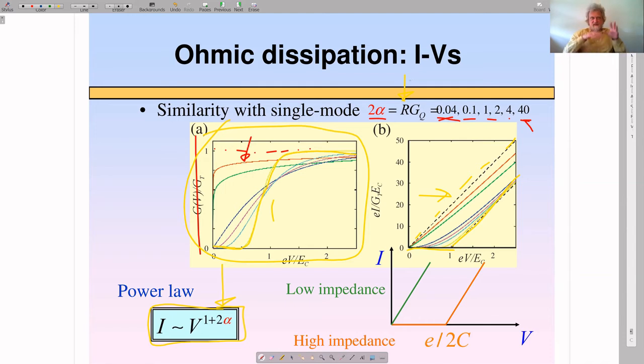Then, as I promised, I take this knowledge. We have gained knowledge about P of E, this concept, and I will apply it to various situations, various kinds of tunneling.